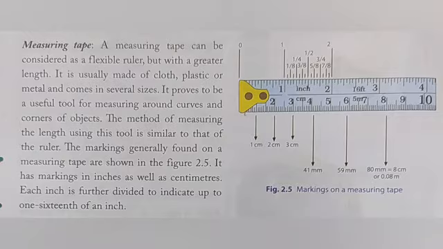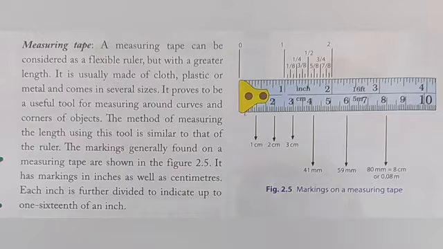Now, next is measuring tape. A measuring tape can be considered as a flexible ruler because it can be extended and it has a greater length as compared to the usual ruler. It is usually made up of cloth, plastic or metal and comes in various sizes. It is used by cloth merchants, tailors and to measure the length of different objects. It proves to be a useful tool for measuring around curves and corners of the objects. And the method of measurement of length using this tool is similar to that of a ruler.